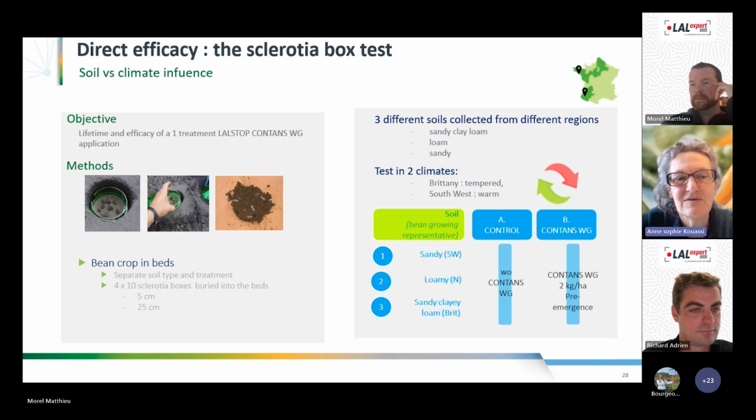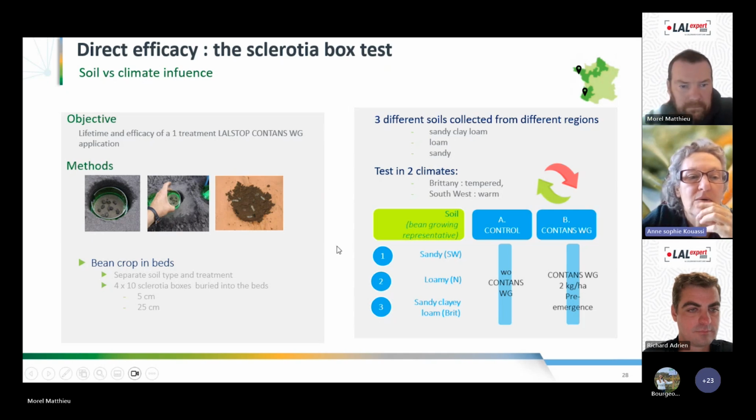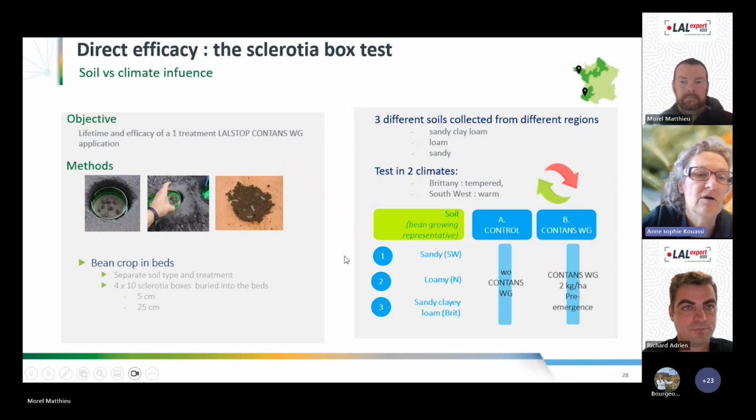Get the boxes out of the soil at different times and different lengths of time after incorporation. And also we can bury them at different depths: 5 centimeters, which is the depth of incorporation of Contans generally if you put it after the plowing, and 25, which is the burying of soil during plowing and during many years.